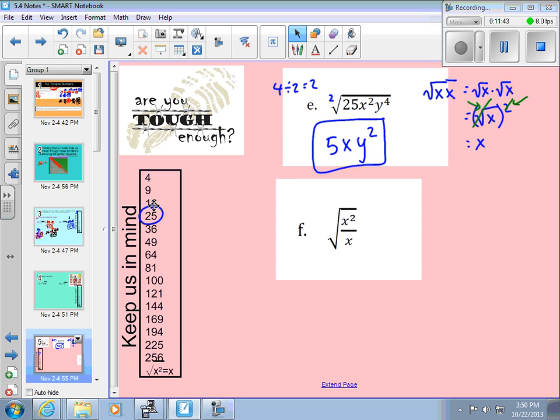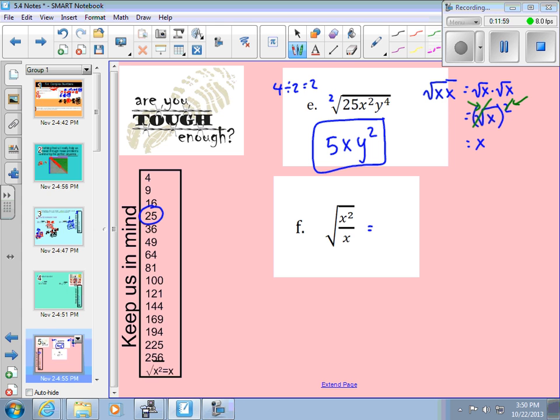Let's look at F. This one wants us to simplify this one. Now, anytime you got a fraction problem, look first to see does your fraction simplify at all. On this one, we got x squared over x. So if we have x squared, that means there's 2 x's being multiplied on top and 1 on bottom. Can we simplify this at all? Yes, we can. X divided by x, that cancels out.